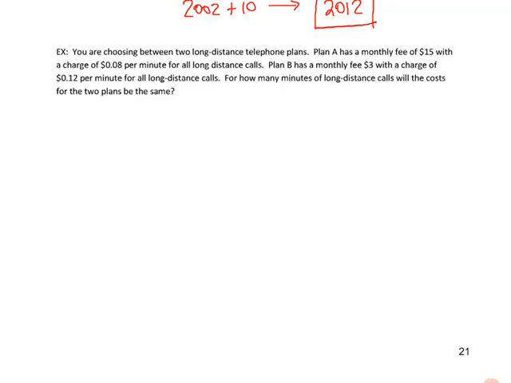Alright, so obviously if I make no calls at all, Plan B is cheaper than Plan A. But as the number of minutes increase for long-distance calls, Plan B is getting more and more expensive, so there's at some point where they cross over where the two plans will be equal to each other. So we're asked to find how many minutes it is when they will be equal. Okay, so since we're asking for number of minutes of long distance calls, let's let x be that value. Number of minutes of long distance calls.